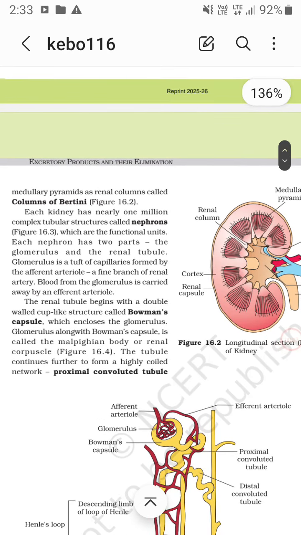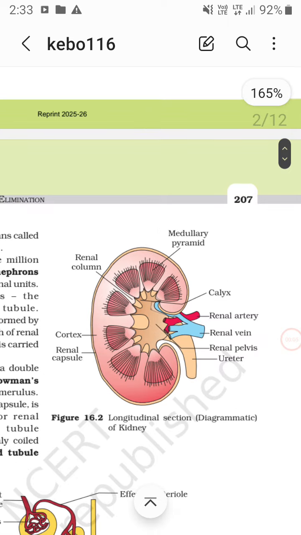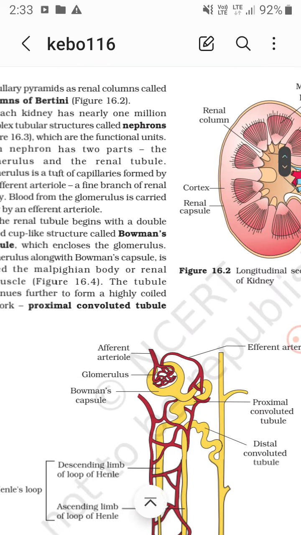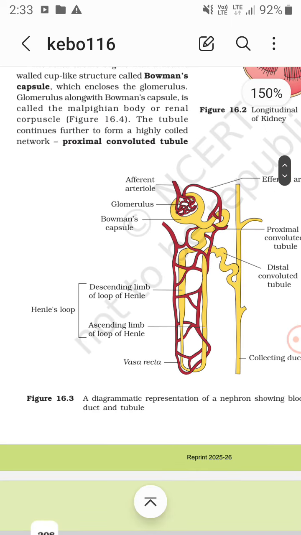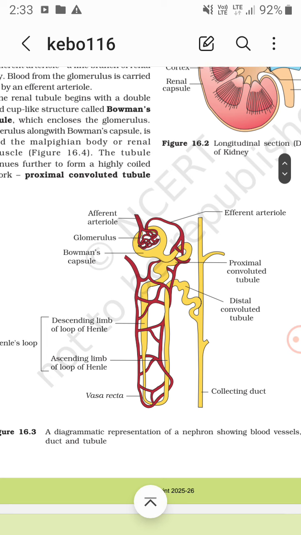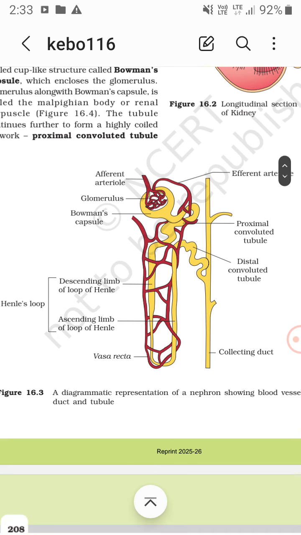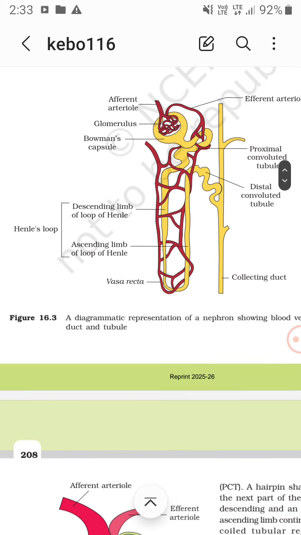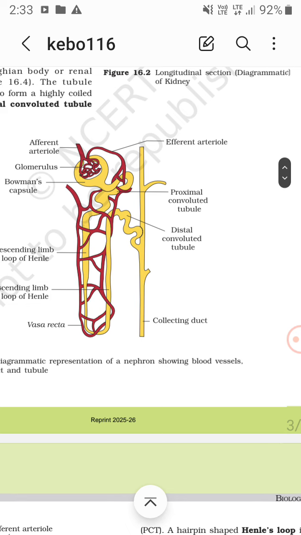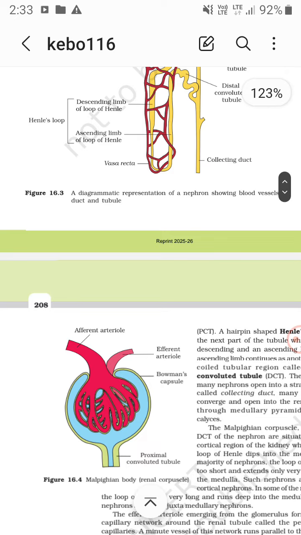Okay, so the columns of Bertin, right? Now, as you can see, the medullary pyramids project into the calyces, and there is a renal pelvis, as you see. So now here it is the afferent arteriole, the glomerulus, then the efferent arteriole leaving, then this is Bowman's capsule, then PCT, then Henle's loop, that is the descending limb of Henle's loop, then the ascending limb of Henle, and that is the vasa recta, and this is the DCT, that is the distal convoluted tubule, and the collecting duct, right?